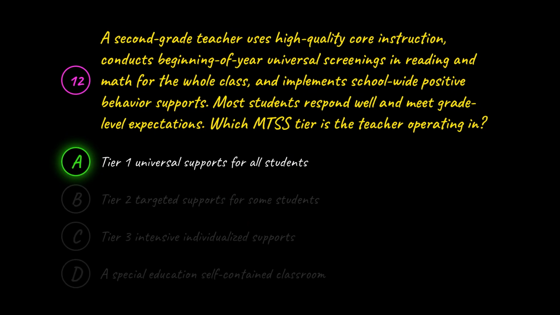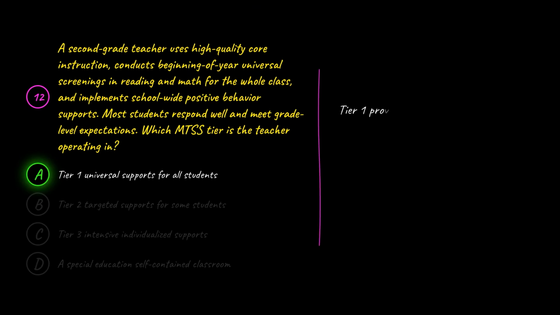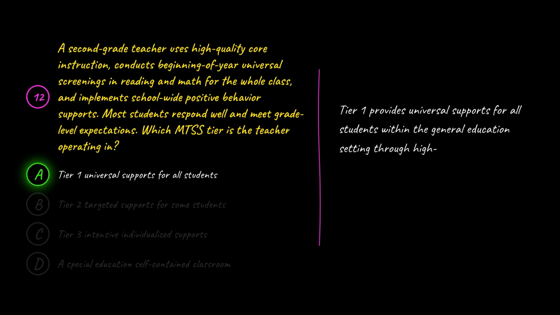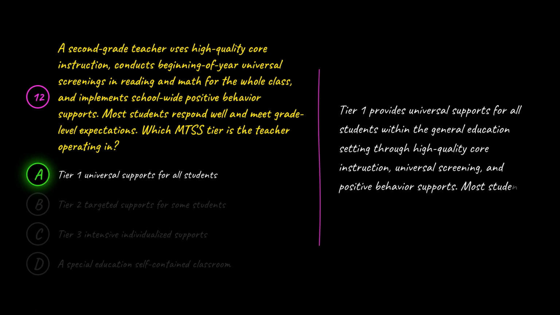The correct answer is A. Tier 1 universal supports for all students. It is correct because Tier 1 provides universal supports for all students within the general education setting through high-quality core instruction, universal screening, and positive behavior supports. Most students should respond well at this level, which is exactly what the scenario describes.